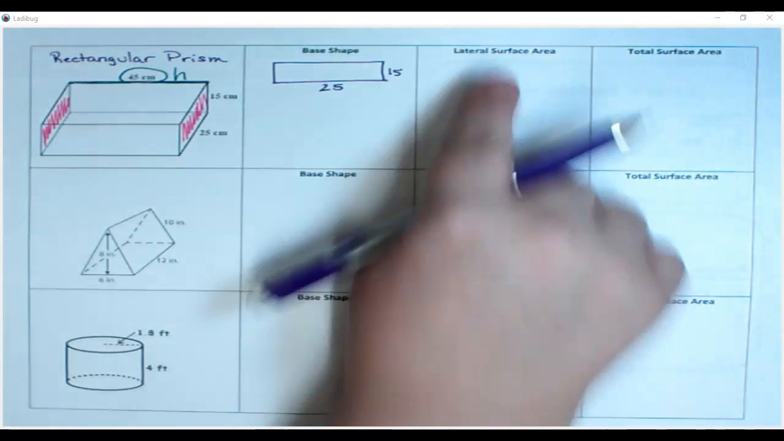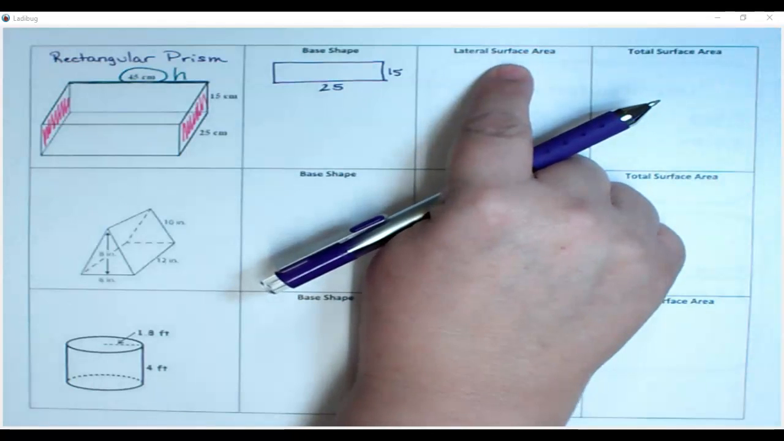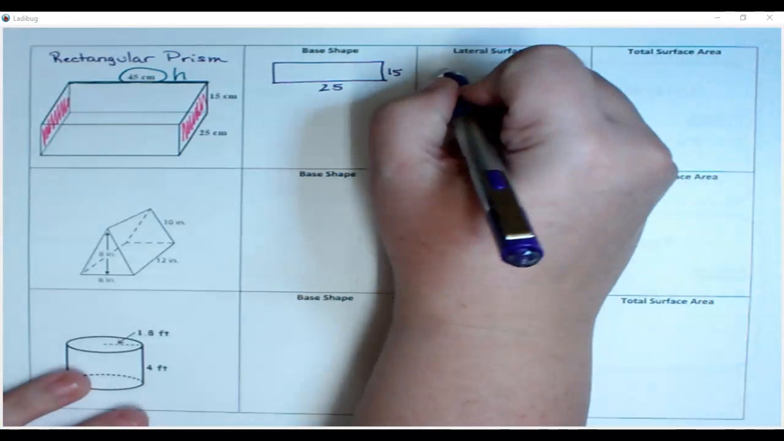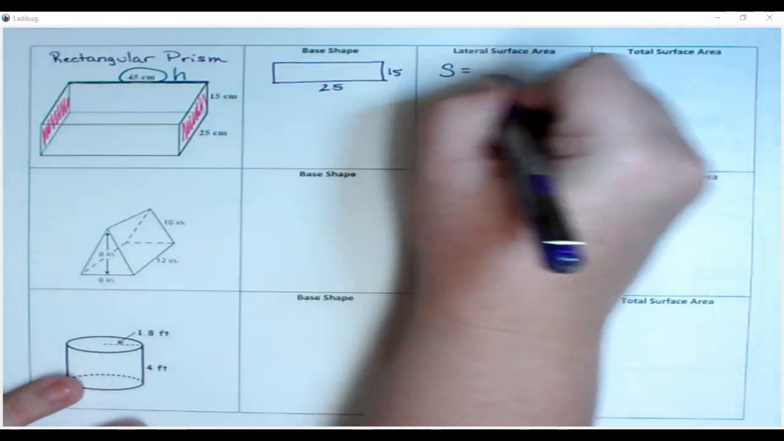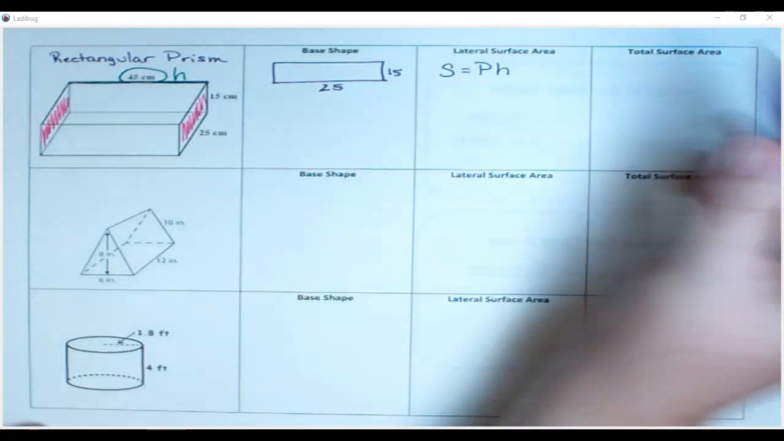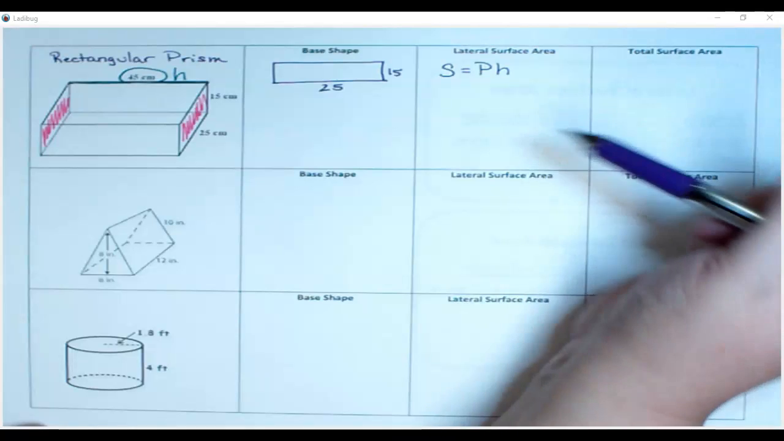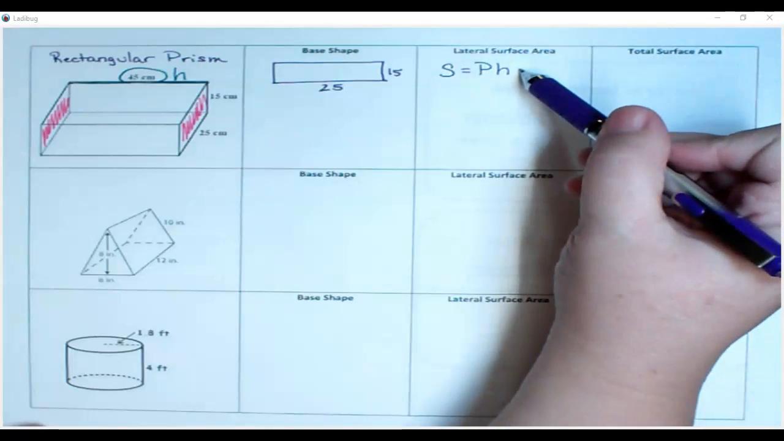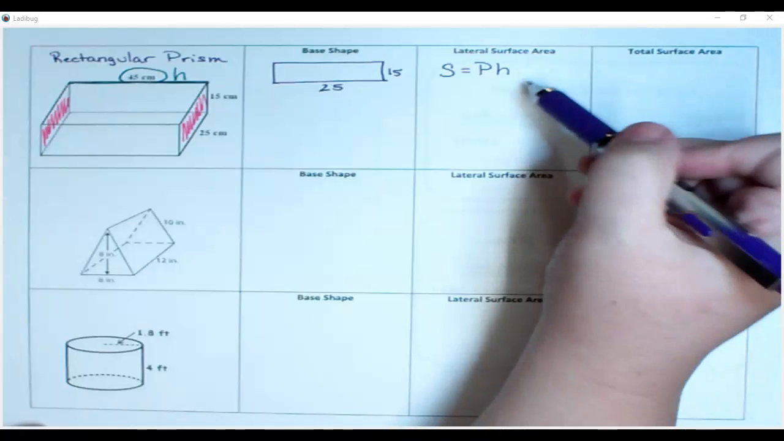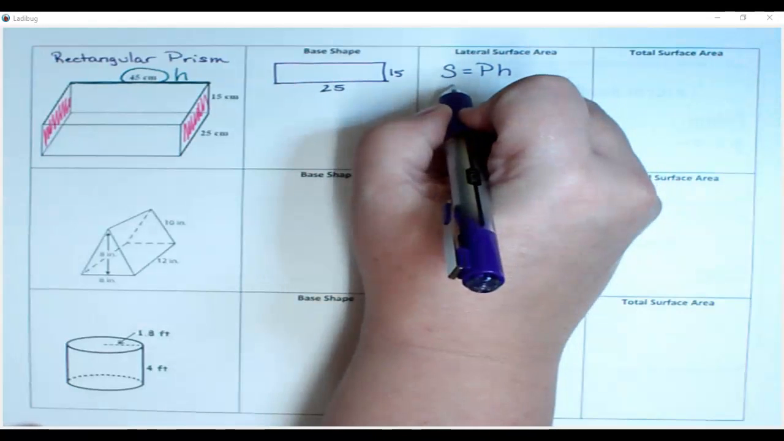All right, now let's find the lateral surface area. So we need to go look on our formula chart. We need to go into the surface area section, find prism, and then look for the lateral formula. And that is S equals capital P H. Now, when we're solving these, we're still going to follow the same process: formula, then substitute, and then solve. Okay, so we wrote the formula. Now we're ready to substitute.